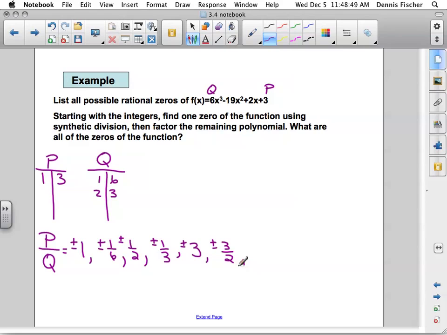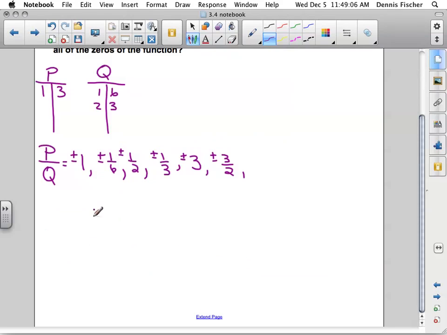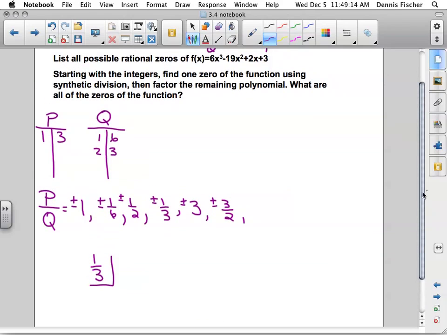Try 1. So we tried some different numbers. No. Try 1/3, because don't you want the first one? So now you guess. You want to try 1/3? Yeah, let's try 1/3. I don't remember the equation. It's 6, negative 19, 2, and positive 3.